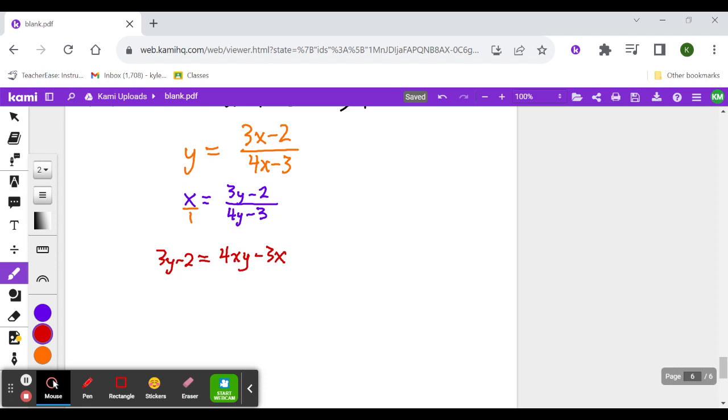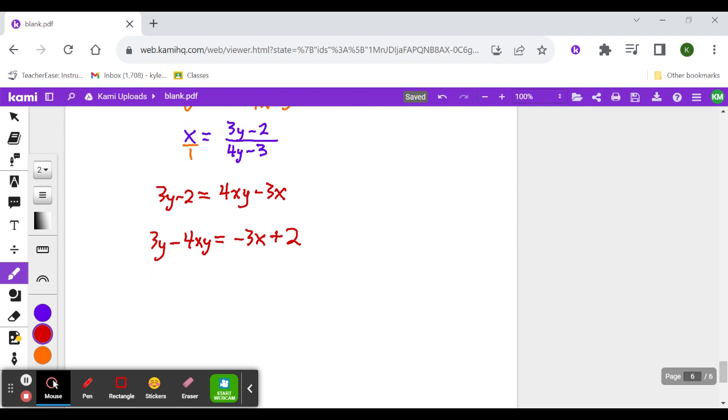Okay, now I have to get y all by itself, so anything that has a y in it I'm going to put on the left, and anything that doesn't is going to go on the right. Okay, so I have 3y. I'm going to subtract the 4xy over to the left, and I'm going to add the 2 over to the right. I'll leave the negative 3x where it was, and I'll add 2 on the end.